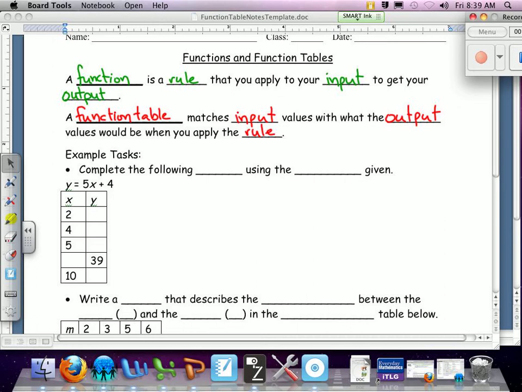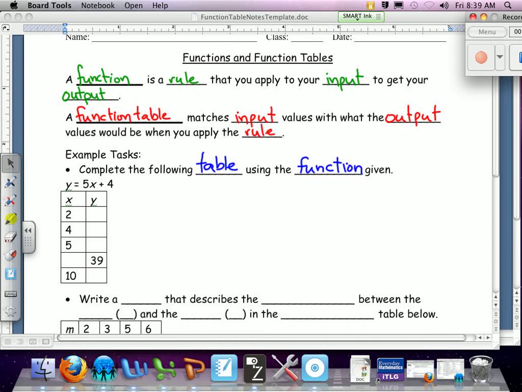All right, so here are example tasks dealing with function tables or input-output tables or rule tables or what's my rule and all that kind of stuff. So the first one, complete the following table using the function given. So they already gave us the function. They gave it as an algebraic equation.